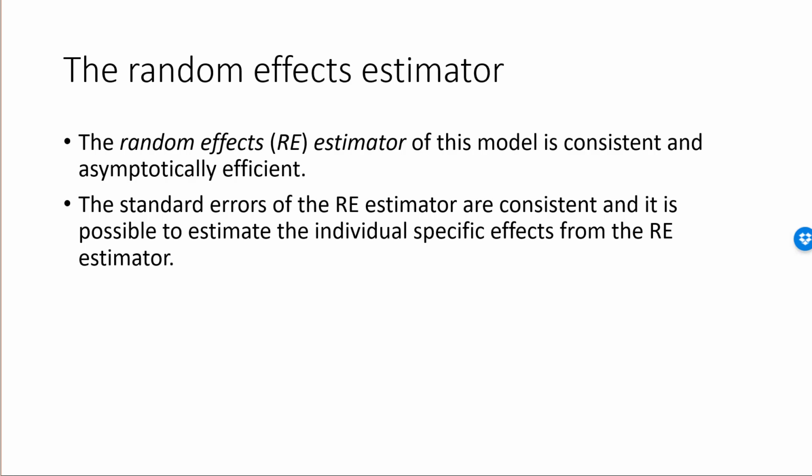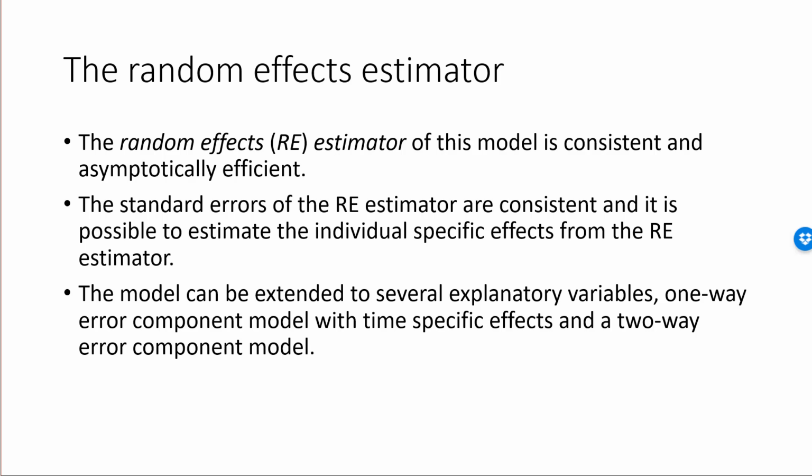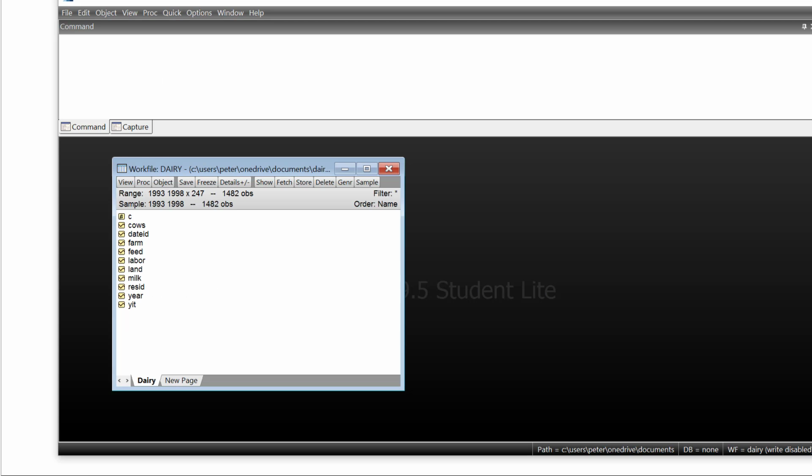So even though I have focused on just one explanatory variable with only the individual specific effects, it's quite straightforward to extend this to several explanatory variables. You can do an error component model with time specific effects, and you can also do the two-way error component model. So let's have a look at the random effects estimator.